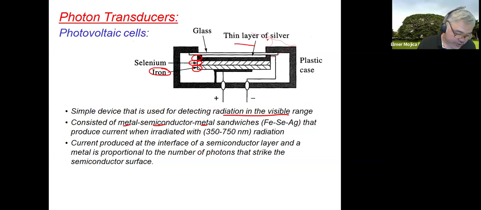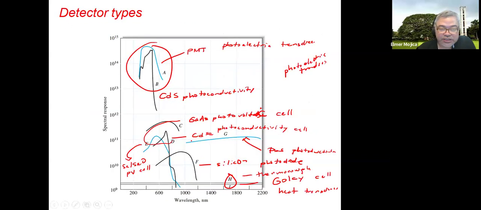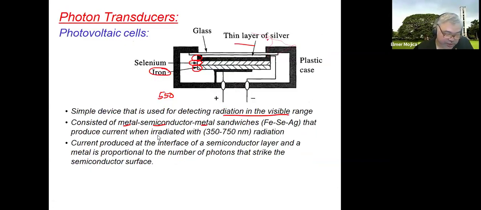This is a typical cell that has a maximum sensitivity at around 550 nanometers. Maybe we can look at this one here. Where's the voltaic battery here? This one around here. So if you look at this selenium oxide photovoltaic cell, the maximum sensitivity is around 550, and it would fall to 10% of the maximum at 350 and 750 nanometers. So its range is just similar to our eye.